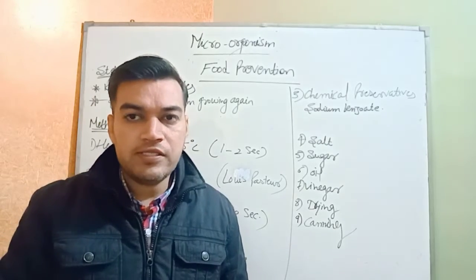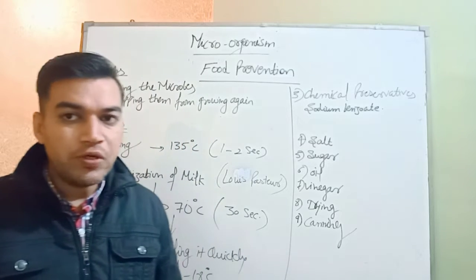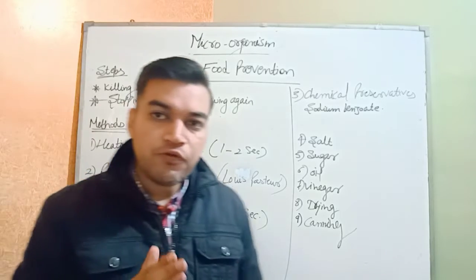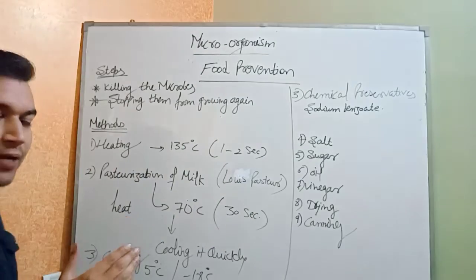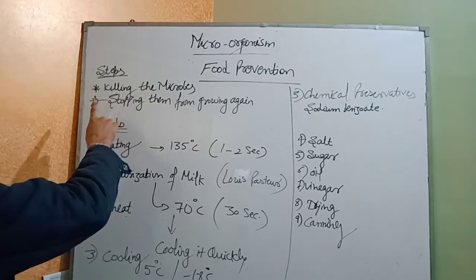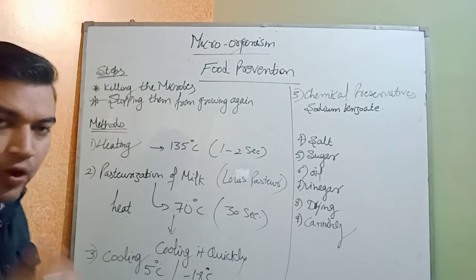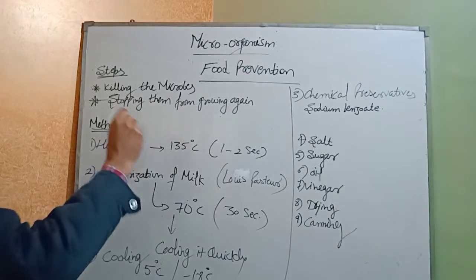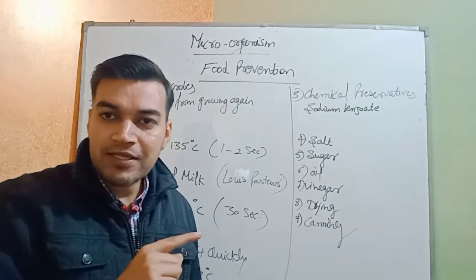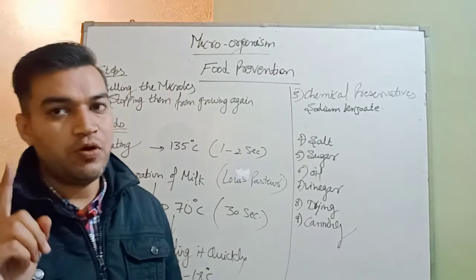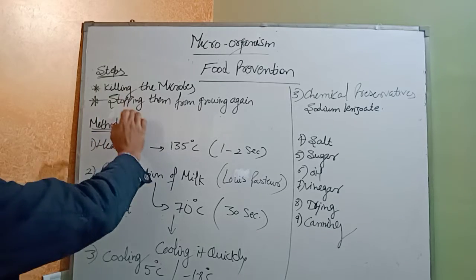If microorganisms can spoil our food, it is our duty that we should prevent the food from spoilage. How can we do this? We can do this with the help of two steps, that is killing the microorganism. If we kill the microorganism, there is a maximum chance that our food cannot spoil. Number two, if we stop the growth of microorganism, this is the second method with the help of which we can prevent our food from spoilage. How can we follow these steps? With the help of some methods, we can do these two steps.